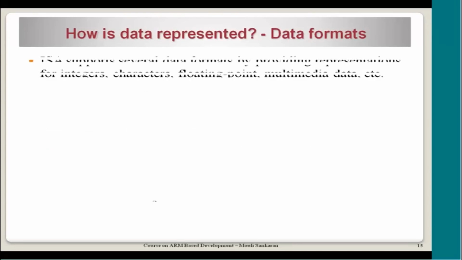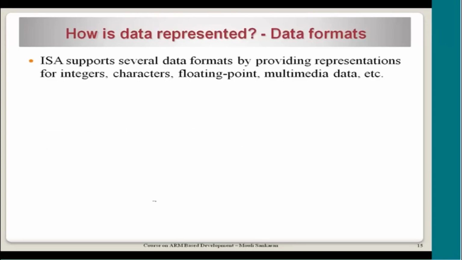Now, for example, data can be of any type, as I mentioned: integer, floating point, or multimedia data. Then there are different integer data formats, both signed and unsigned. We will talk about this. You might have heard about ones complement, two's complement, and sign magnitude format. These are all the different ways an integer can be stored. Which of these formats is used by the processor is decided by the instruction set architecture.